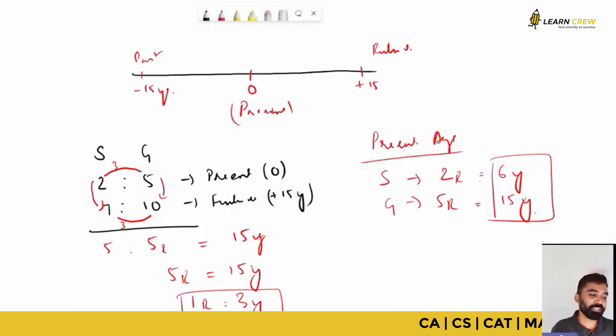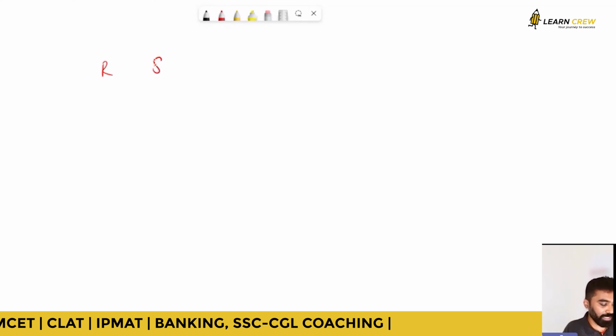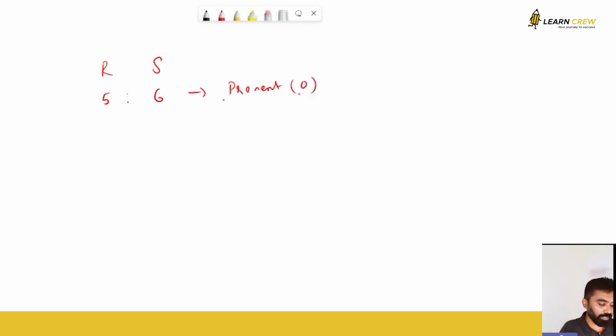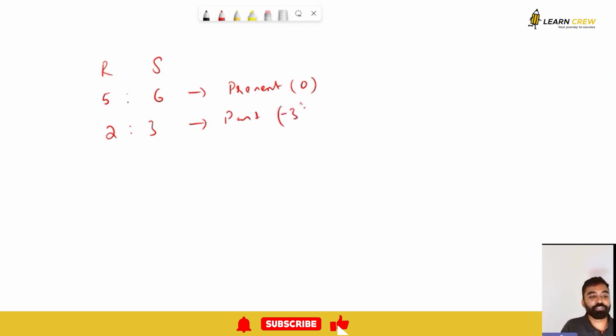Okay, the 20th one. Ram and Shyam, the ratio is 5:6. This is present. Before 3 years, their ratio was 2:3. This is past. Before 3 years, their ages were in the ratio 2:3.